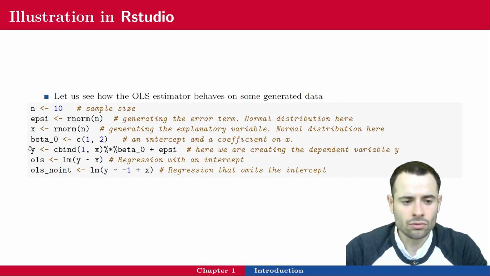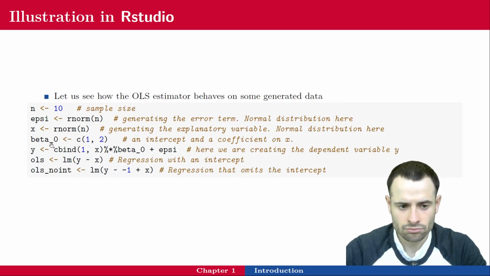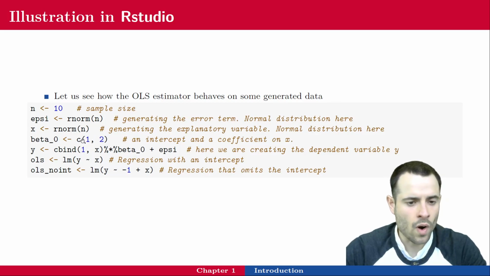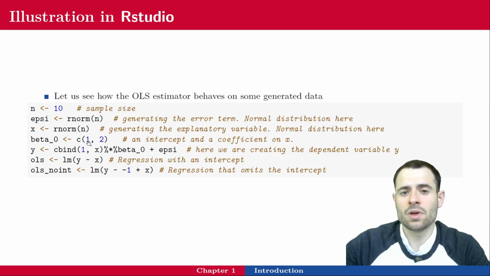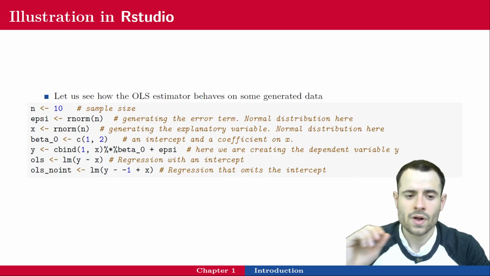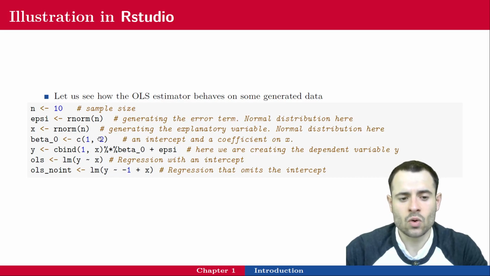Now, I need to attach the coefficients, the real betas. So beta 0 is the actual beta. In here, it is composed of two numbers. So c here stands for concatenate, because I am making a vector. It contains number 1 and number 2. 1 is going to be my intercept. It's going to be a bunch of 1s every time. And 2 is going to be the coefficient associated to x.